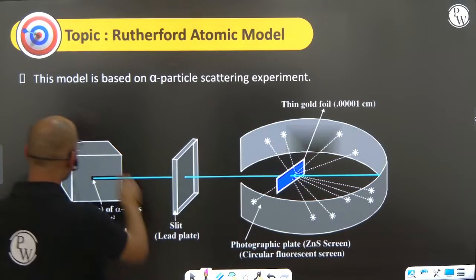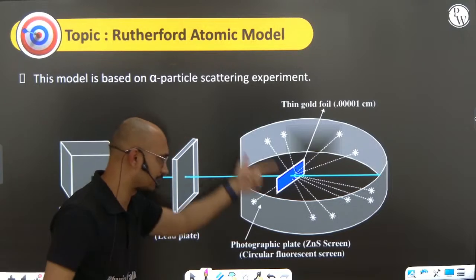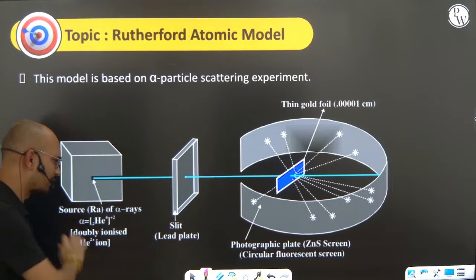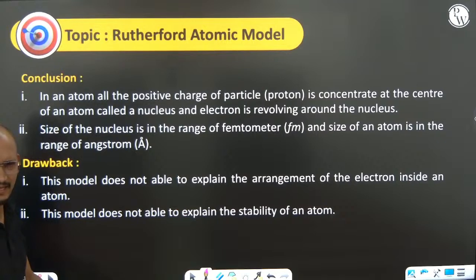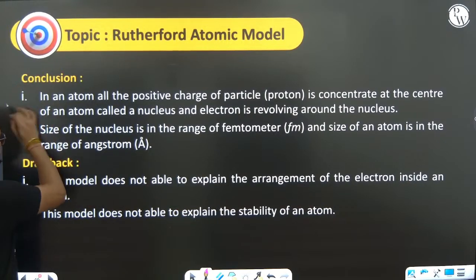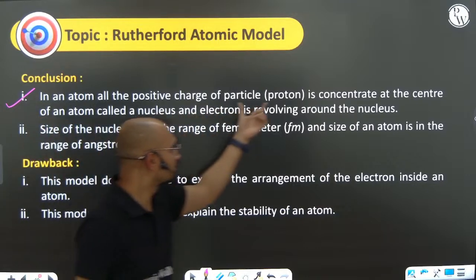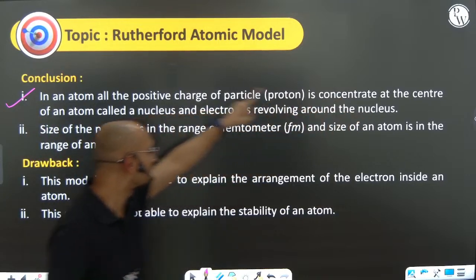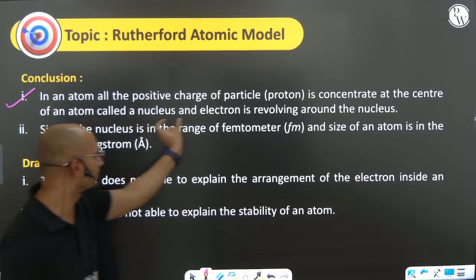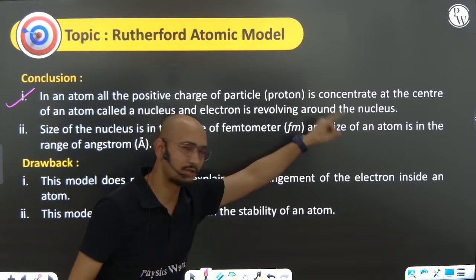Okay. Now this model is based on the alpha particle scattering experiment. I hope you all have already seen these things many times. I will not waste any time. Conclusions, very important. Always remember these things. In an atom, all the positive charge, the proton, is concentrated at the center of the atom called the nucleus, and electrons are revolving around the nucleus.